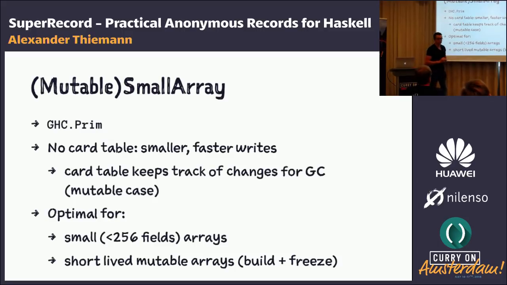But the good news is that since we're having immutable records here, what we do is we create this array for a short period of time, this mutable array, fill it with values, freeze it, and then never mutate it again. So as the mutable array only lives for a very short period of time, we don't run into this problem. And another restriction of this small array is it only allows up to 256 fields, but I think if you have more than that, then maybe you should reconsider your data modeling.